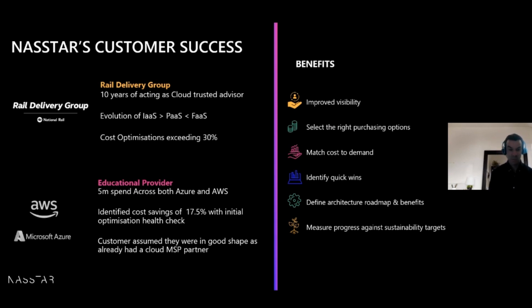Now, this particular customer was spending in excess of £5 million across the hyperscalers, so pretty significant. And within the first 10 days of our consultancy health check, we'd actually identified 17.5% of optimizations that were within reach that could then be planned into a roadmap to start unlocking some real value to the business. So everything starts with, let's have a look and measure it. Let's see what the art of the possible is, and then let's see how we can plan a roadmap with you to help unlock some of that.